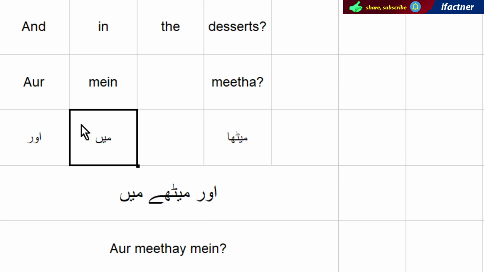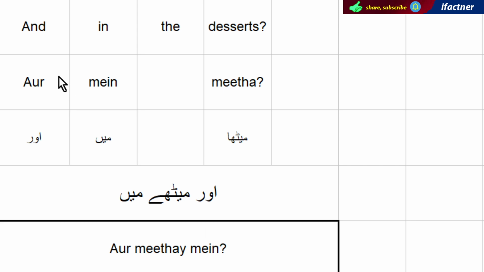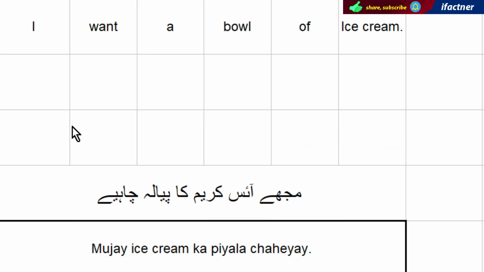So if we translate it literally, then it becomes or me meetha. But usually in Urdu we ask or meethe mein. And in the desserts, or meethe mein. Now the customer says, I want a ball of ice cream. मुझे आइसक्रीम का प्याला चाहिए या मैं आइसक्रीम का प्याला चाहूँगा. मुझे आइसक्रीम का प्याला चाहिए.